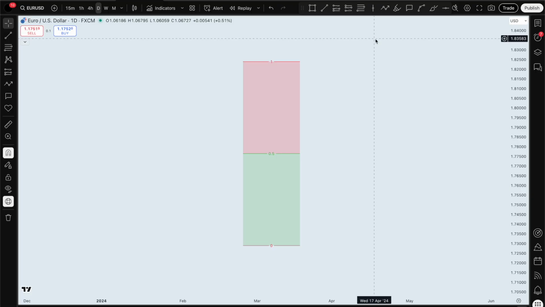So to use premium and discount, you are first going to need a Fibonacci, right? With the 1 level, 0.5 level, and 0 level. The red part of your Fibonacci, or the upper half, from 0.5 to 1, is going to be your premium, and the part from 0.5 to 0, or the bottom half, is going to be your discount. What you basically want to do is anchor your Fibonacci to the ranges in the market.